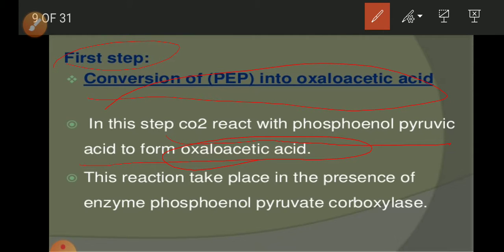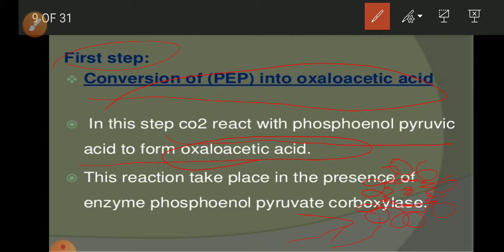So from the air, when carbon dioxide enters the mesophyll cells in the leaf, as we know that in Kranz anatomy the mesophyll cells are around, and inside here we have the bundle sheath, and here we have the vascular bundle. So from outside, when the air enters through the stomata into the mesophyll cells, carbon dioxide reacts with phosphoenol pyruvic acid, because glycolysis is going on over there, to form oxaloacetic acid.